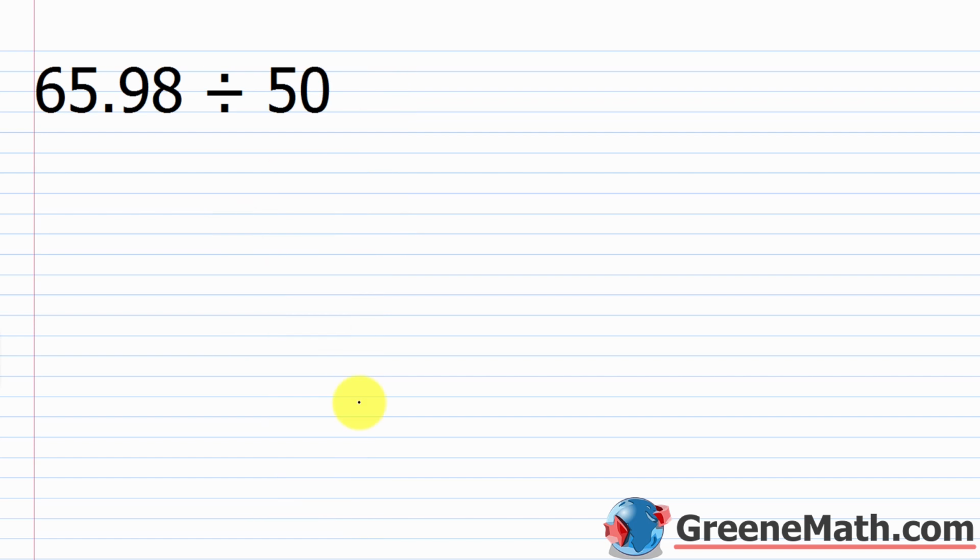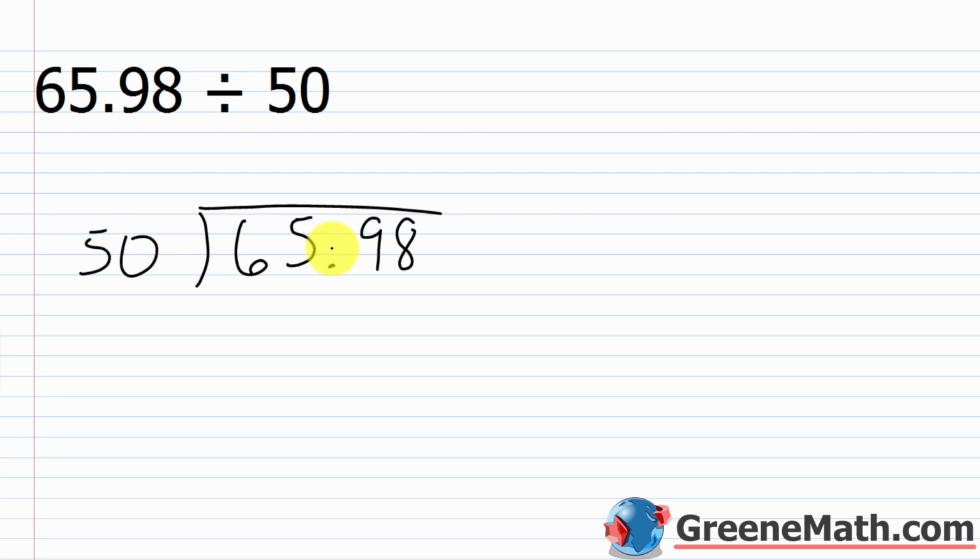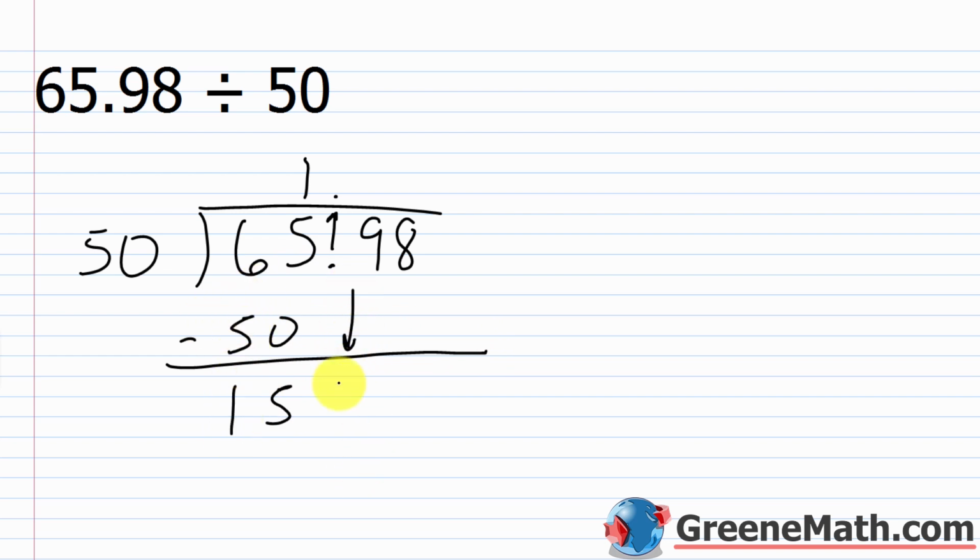All right, let's take a look at another one. We have 65.98 divided by 50. So bring your decimal point up into the answer. 50 is not going to go into 6, but it will go into 65. It'll go in once. 1 times 50 is 50. Subtract: 5 minus 0 is 5, 6 minus 5 is 1. And go ahead and bring down the 9.